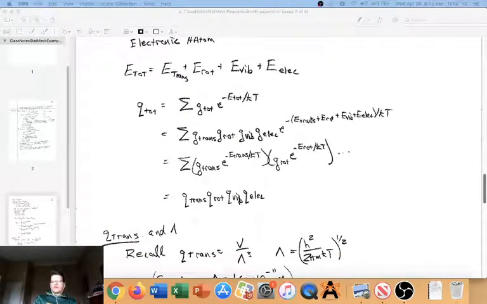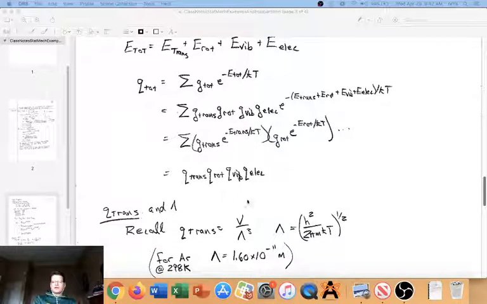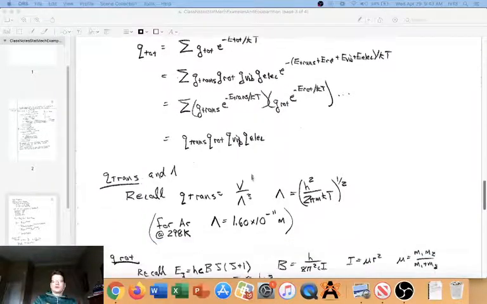So you can sort these different terms, the way exponents work, so that you can have this be the sum over g trans, e to the negative E trans, and etc., sorting all the different terms. So in fact, this is just the product of all of the different contributions to the molecular partition function. So we can deal with each one of these separately and then combine it again later. That's really cool. That's really powerful.